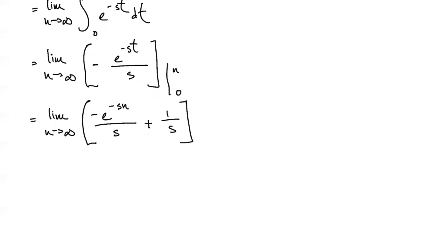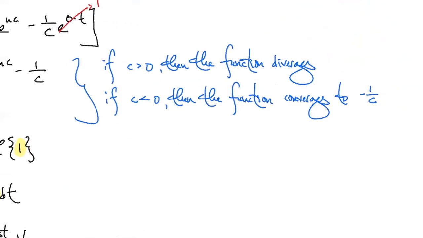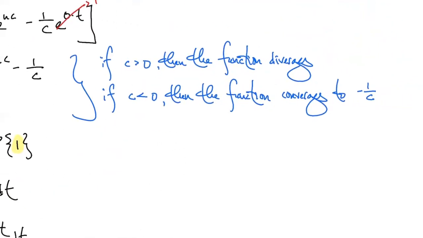All right, so we have this right here in terms of our evaluated improper integral. And before, let me go back up here for a moment. Before we said that we considered the two cases of C. If C is greater than 0, then our function diverged. But in that particular case, if C was less than 0, then the function did converge. Okay.